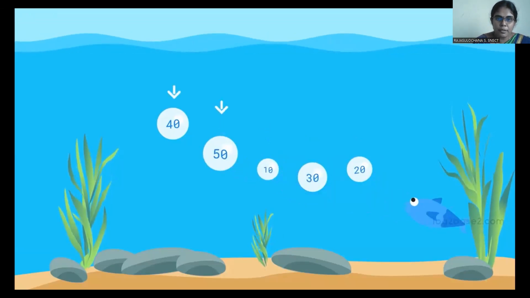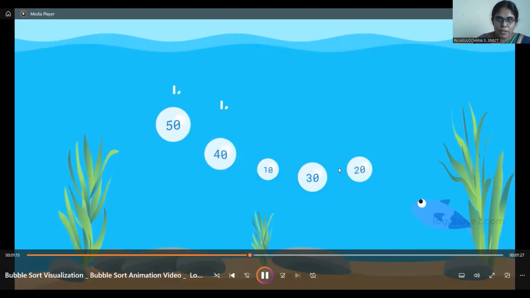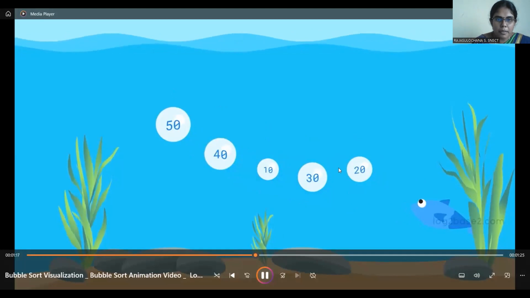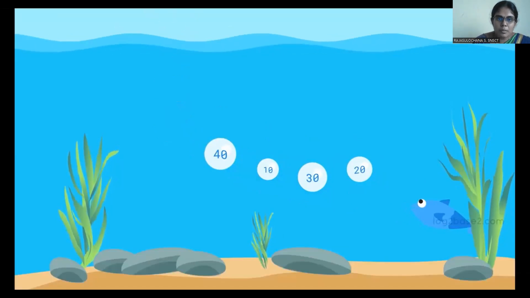Now compare 50 and 40. Again 50 is greater than 40. So 50 is moved to the last position, which is the first position, and 50 will be bubbled up. Correct? Since this is the largest value or the largest bubble, it is bubbled up.